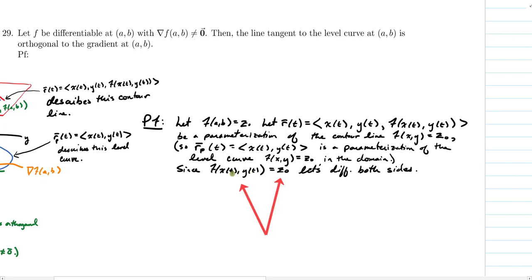So I've got this statement here, that f of x of t, comma y of t needs to equal z naught. Then a clever move is to go ahead and differentiate both sides. The reason why we do that is we know how to compute this derivative, and we know that the derivative on the right-hand side will have to be 0, and let's see what happens.